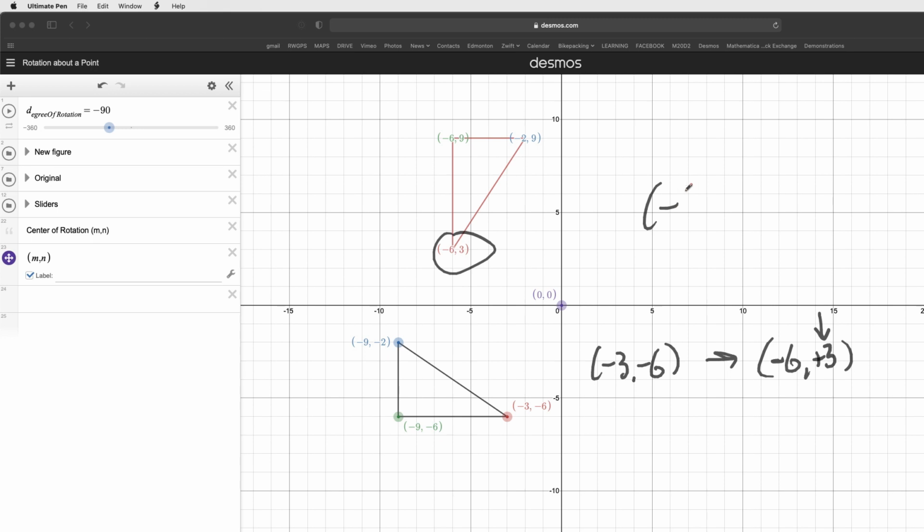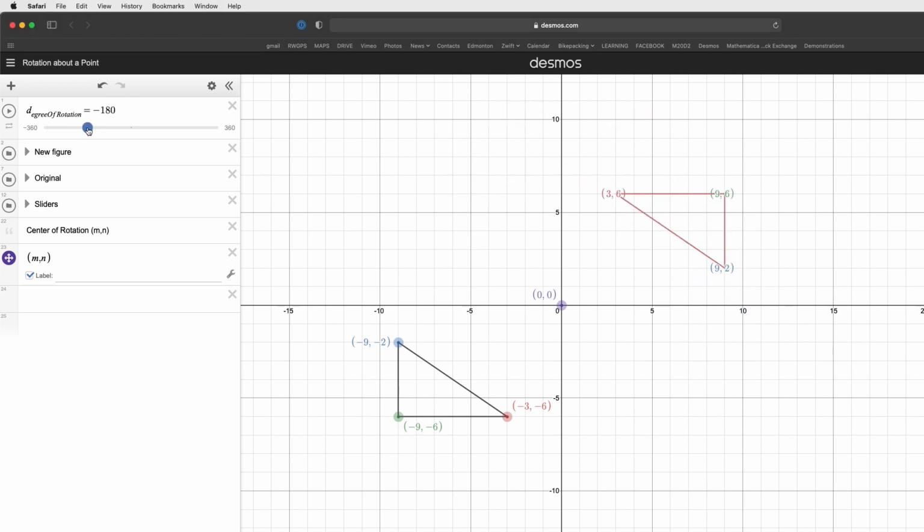If I look at -9, -2, and my pattern would say switch the order, and then change the sign of the second one, so -2, +9, and that's exactly what we have. So that works for a 90-degree rotation, and I would encourage you to look at that for 180 degrees, and for 270 degrees and so on, and look at the patterns that you would get there. So let's try 180-degree rotation.